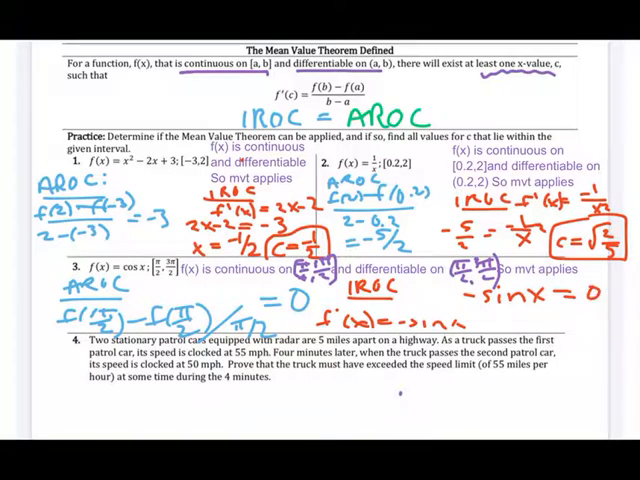On the interval between pi over 2 and 3 pi over 2, that's going to just be pi. C is equal to pi. There are other places that sine equals 0, but not within that interval.